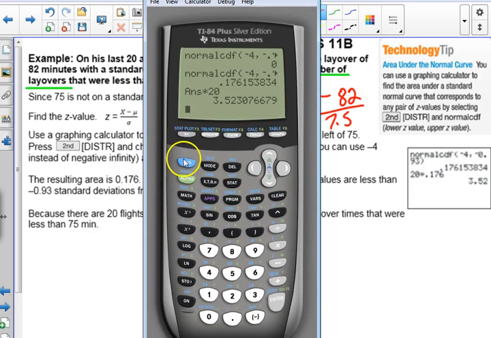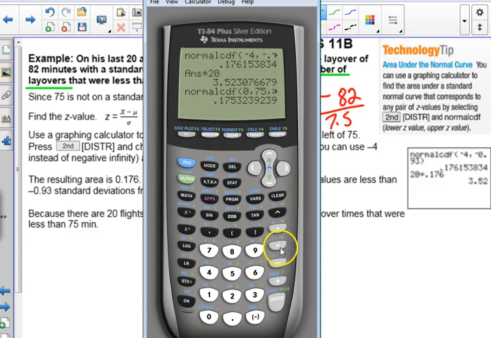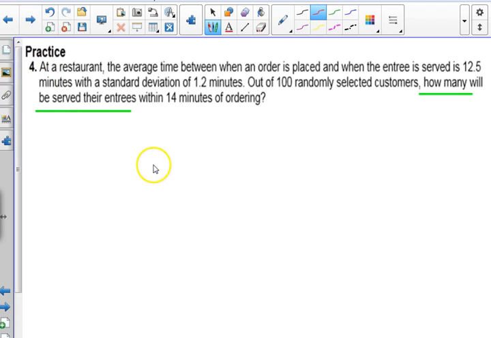All right, the way I would have done this question, because I don't want to use a z-score, what would I have typed in, guys? The lower, 0, the upper, what did you want to know? Less than 75? Where the mean was 82 and the standard deviation was 7.5, and then I get this and I multiply it by 20 and you get about 3.5. Okay, much easier, right? Okay, so let's try this one.